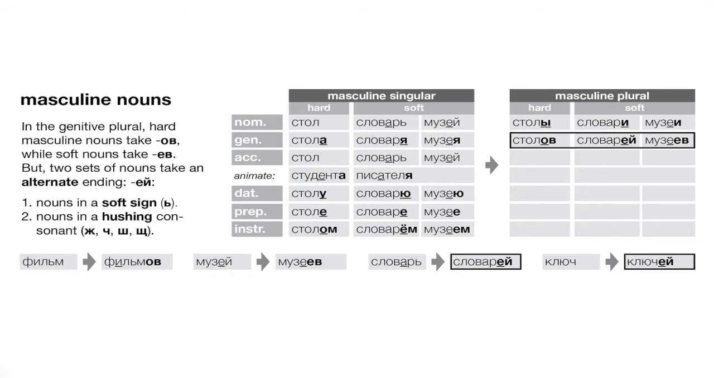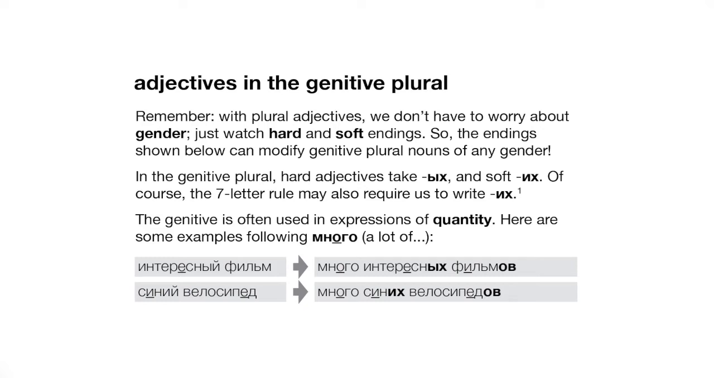A lot of things you see here that may seem like weird stress shifts in the genitive plural are going to be the same things we talked about back when we discussed the nominative plural. What about adjectives quickly? As we mentioned, we often don't have to worry about gender in plural forms. So the basic adjectival ending is going to be -ykh, and the soft version would be -ikh, with i. We may also write -ikh if we have a seven-letter spelling rule issue.